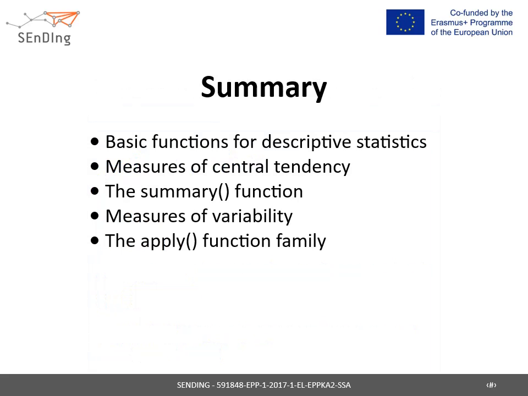In this unit we talked about the basic functions for descriptive statistics supported by R, such as minimum, max, etc. We also presented functions that calculate measures of central tendency, such as mean, median, etc. We discussed the summary function and functions for measures of variability. And we also discussed the apply function family and how they can automate calculation of statistics on data structures such as vectors, lists or data frames.